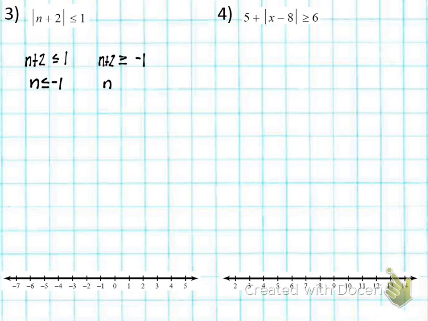N is greater than or equal to, I'm sorry, what am I doing here? Oh yeah, no, that's right. Negative 3. Okay, and then you graph them. Why don't you graph these two on your papers? This one we did together, right? So I'll come around and check your work in a moment.